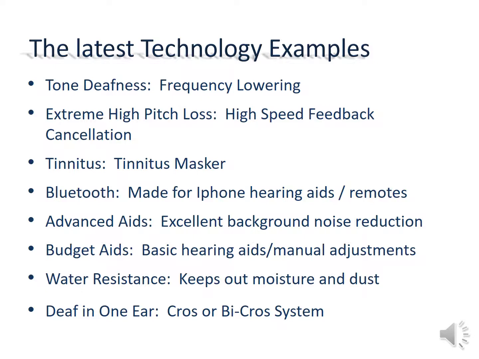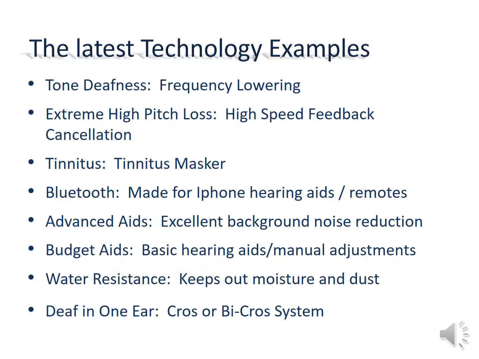And then there's advanced aids and there's budget aids. Those advanced aids tend to be fully automatic and have excellent background noise reduction, where a budget aid is more of a basic hearing aid, where someone is going to be doing more manual adjustments and it doesn't have as good of a background noise reduction. And then there are instruments that are completely water resistant.